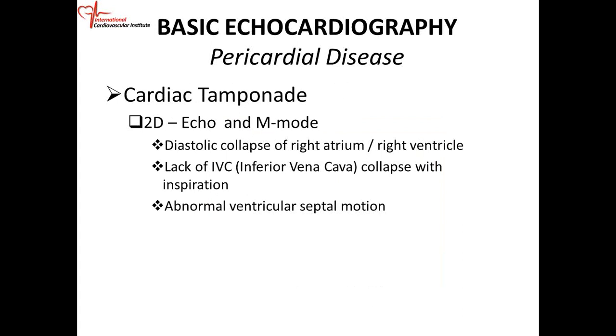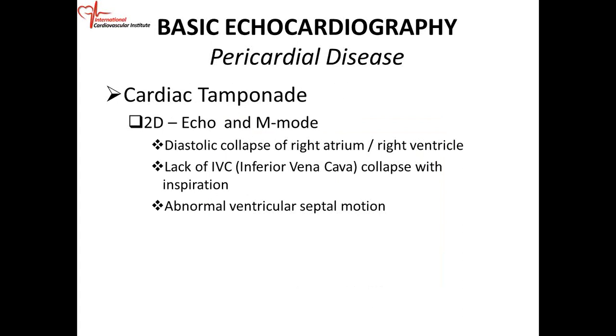So in inspiration, when you have increased blood flow into the RV, the septum bulges to the left to accommodate the increased blood flow into the RV. And then in expiration, when you have increased blood flow into the LV, the septum moves to the right so that the LV can accommodate this increased blood flow. So the septum is going to be moving back and forth, and that's what we call a septal bounce.